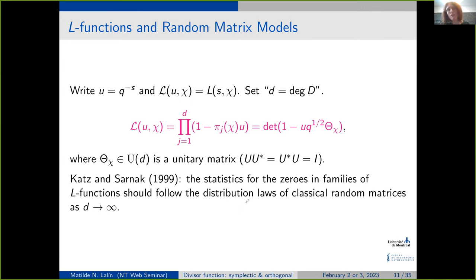This is part of what is known as the Katz and Sarnak philosophy, which says that the statistics for the zeros in families of L functions should follow the distribution laws of classical random matrices, as D goes to infinity. What I have in mind is as the genus goes to infinity. Now, some results that I'm going to use take a different approach, a different limit: Q going to infinity instead of D going to infinity.